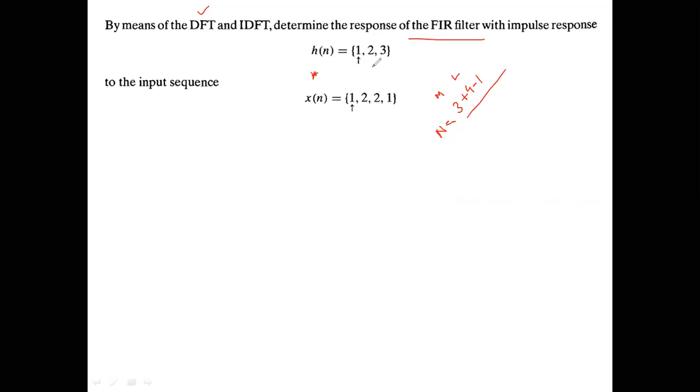If at all I take the 6 point DFT of the first sequence and the 6 point DFT of the second sequence, multiply them, and take the 6 point IDFT, that's it, I'm done. I will get the same answer as that of linear convolution. Okay, fine, everything is fine.